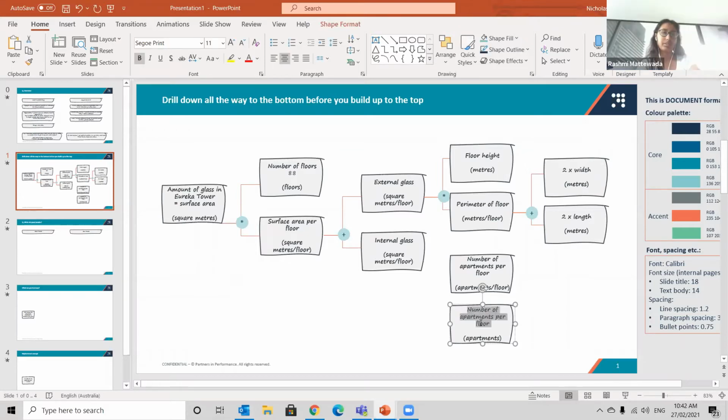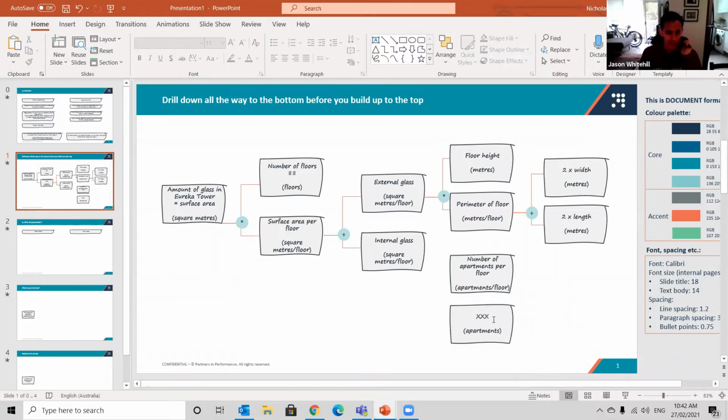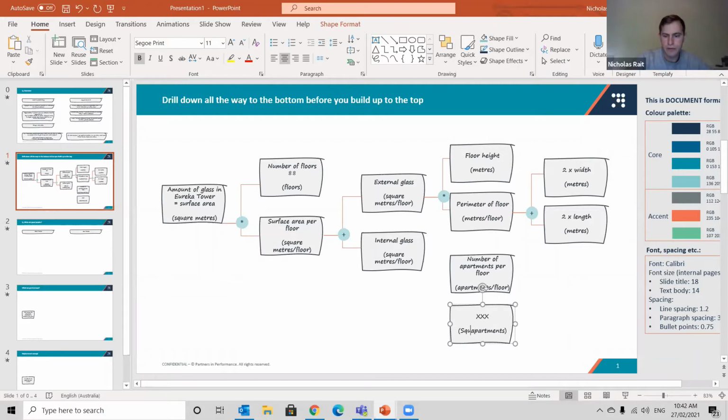So glass. Square meters per apartment. Got it. Square meters per apartment. So what would you call that? What kind of name would you give that? It's just glass per apartment.